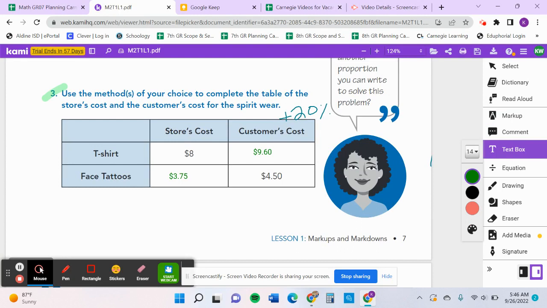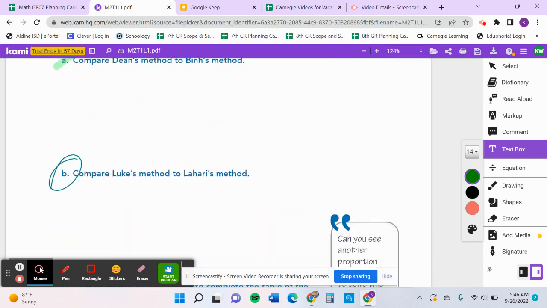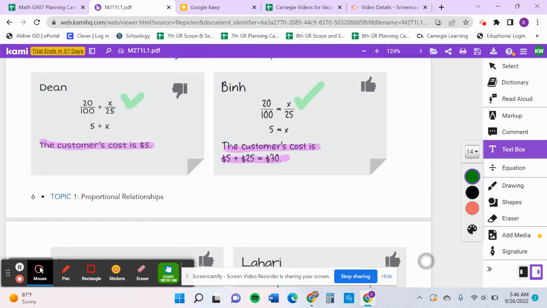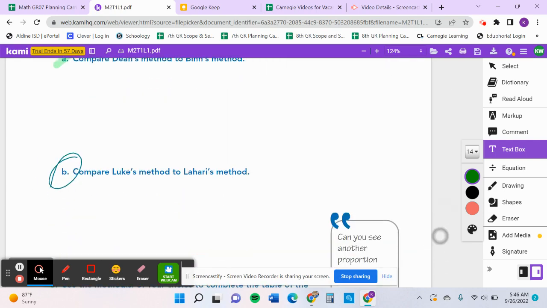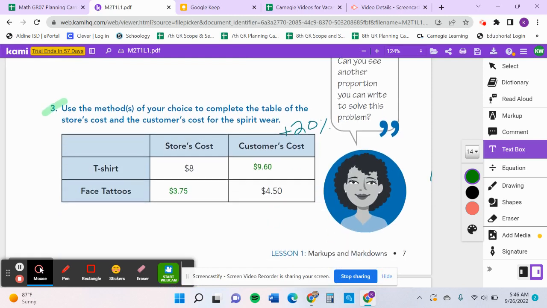Now, here are the answers. I'm not going to show all of my work for every single question on here, but I am going to show you a snippet of my work on paper. For number 3, you could have used any of the methods above, Lahari, Luke, or Ben's method, to figure out that the customer's cost of the t-shirt would be $9.60, and face tattoos, the store's cost would be $3.75.